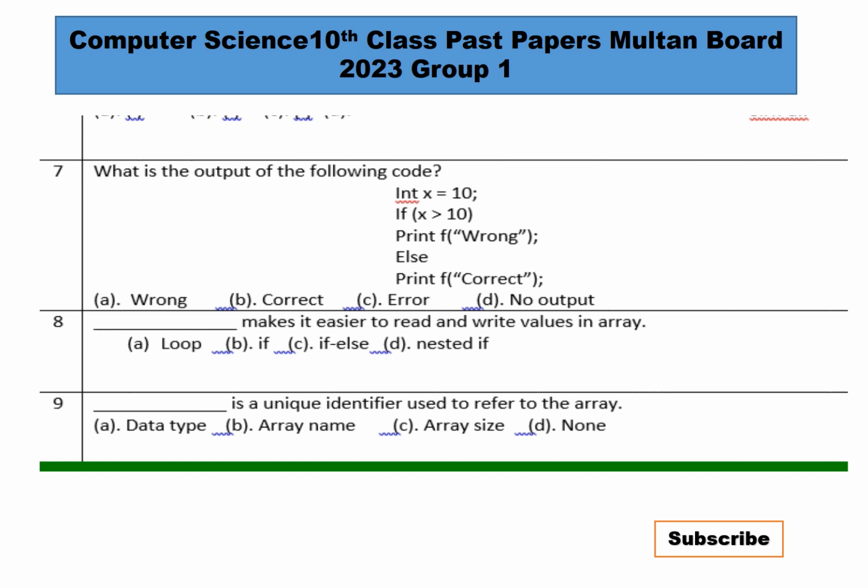Number 8, dash makes it easier to read and write values in array. Correct option is A, loop.